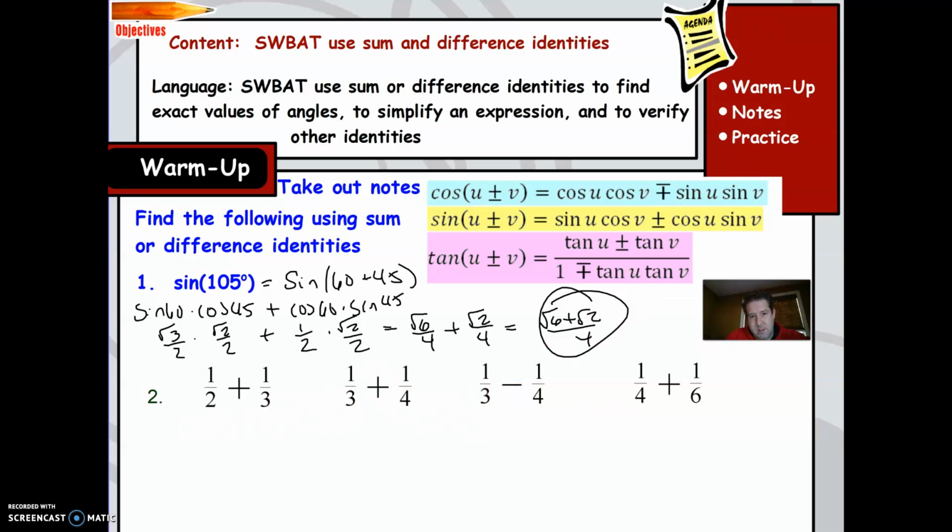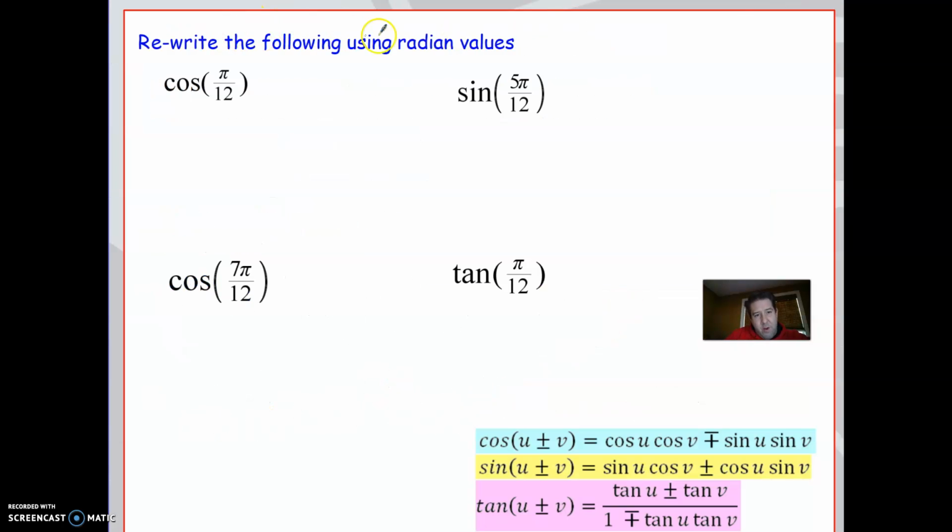I'm not going to really go over these questions again. Those are fairly basic questions. Rewrite the following using radian values. So only keeping it as radian values. So pi over 12 is really like 15 degrees, because pi over 6 is 30 degrees.